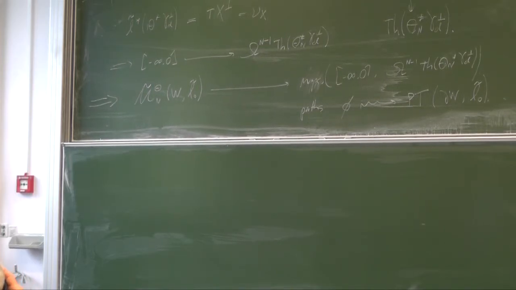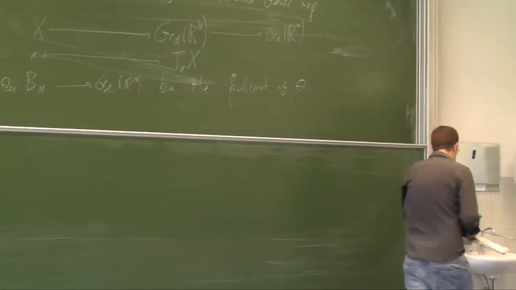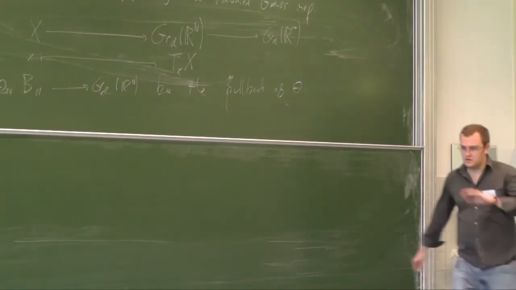Maybe I'm slow, but I don't see why the Pontryagin-Thom construction is naturally appearing. Sorry, say again? I don't see why the Pontryagin-Thom construction is naturally appearing as the values of this map. So, as the boundary, you mean? Yeah.